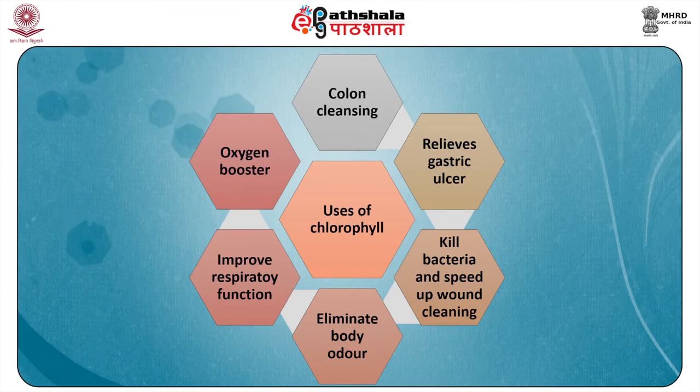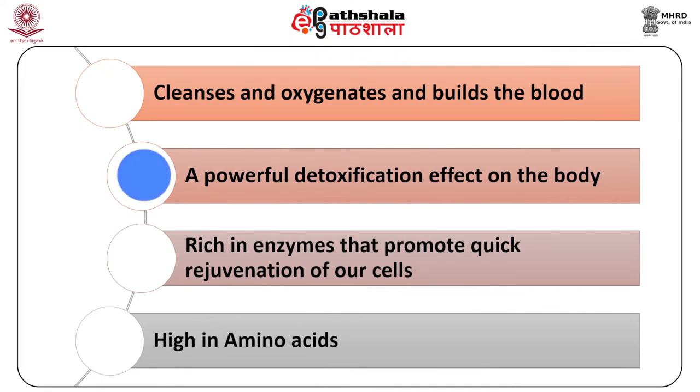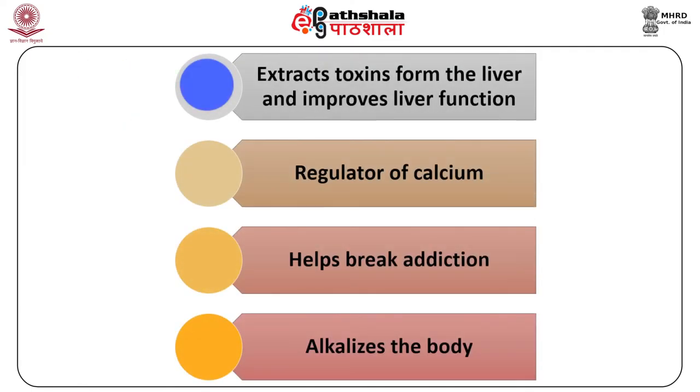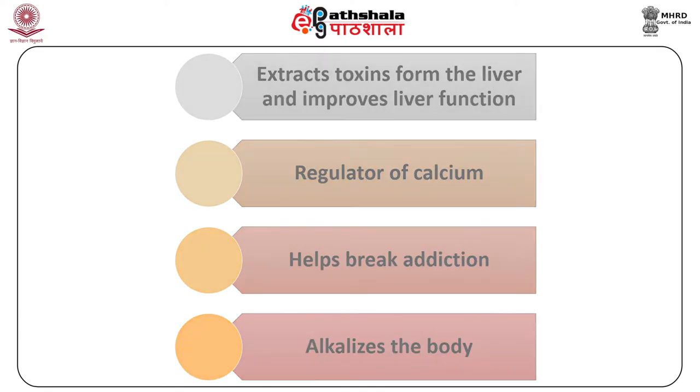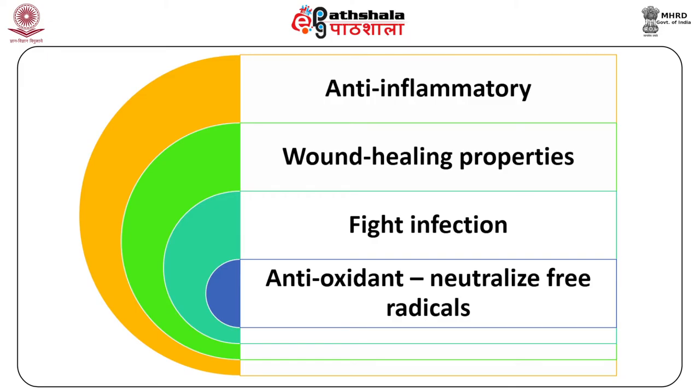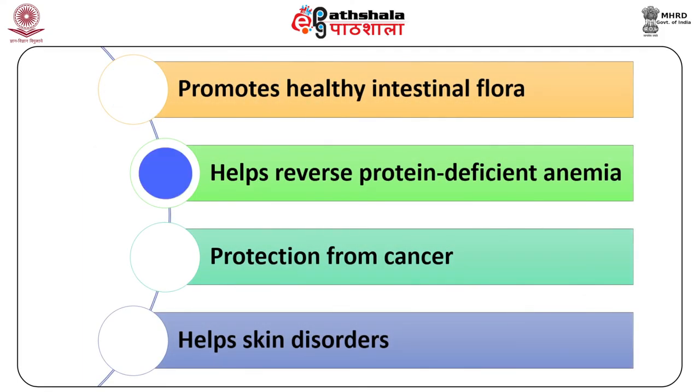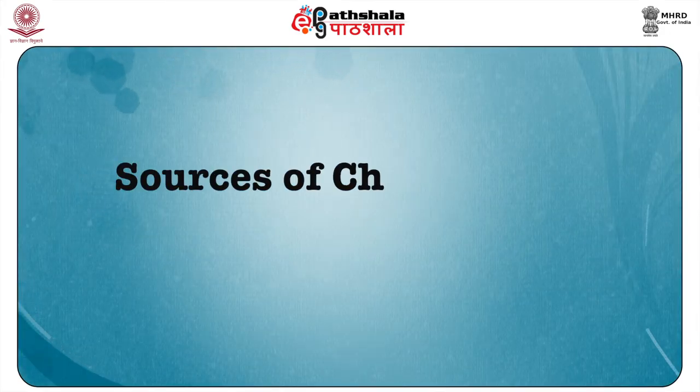The figure shows the benefits of chlorophyll, which are numerous, like blood builder, oxygen booster, cleans blood, relieves gut, alkalization and so on. The numerous health benefits of chlorophyll are cleansing, oxygenating and building the blood, a powerful detoxification effect on the body, rich in enzymes that promote quick rejuvenation of our cells, high in amino acids, extracts toxins from the liver and improves liver function, regulator of calcium, helps break addiction, alkalizes the body, anti-inflammatory, wound healing properties, fights infection, antioxidant, neutralizes free radicals, promotes healthy intestinal flora, helps reverse protein deficient anemia, protection from cancer, and helps skin disorders.